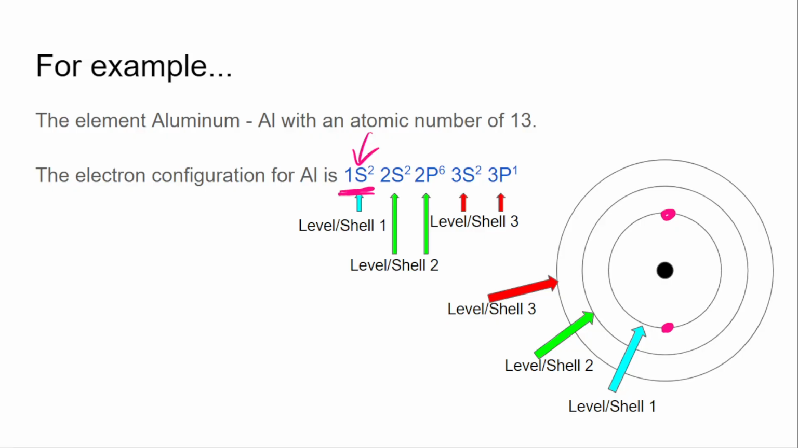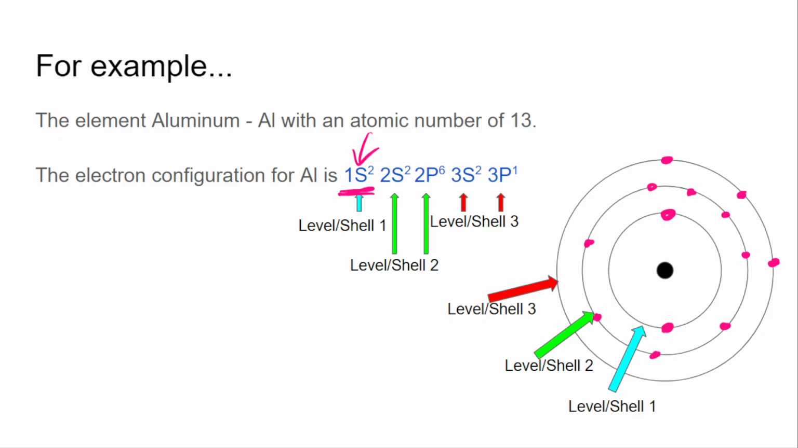My second energy level, I have 2s2 and 2p6. So a total of 8. I'm going to draw 1, 2, 3, 4, 5, 6, 7, 8 dots. Okay, it doesn't really matter where you put the dot. And then the last energy level, I have energy level 3. That will be 3s2 and 3p1. So total of 3, 1, 2, and 3. This is my Bohr model for aluminum.